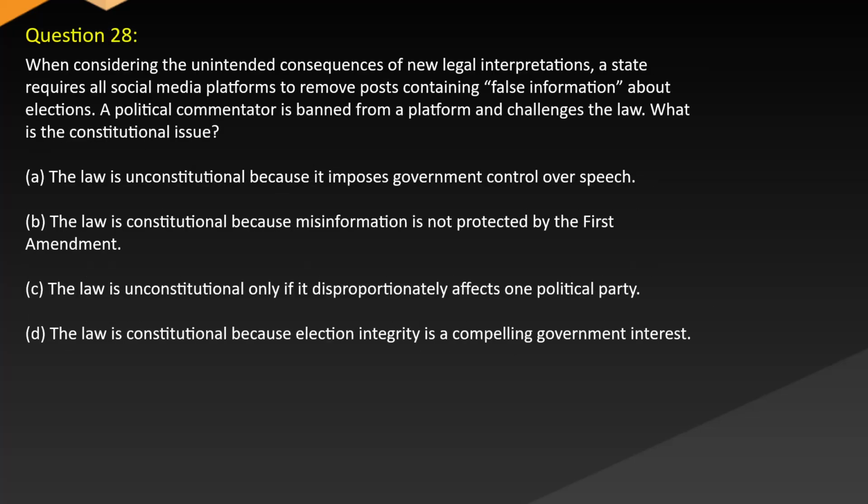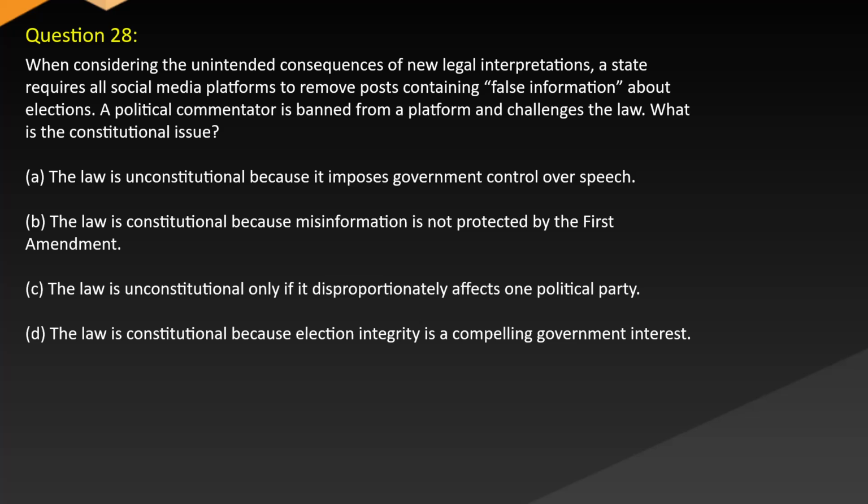Question 28. When considering the unintended consequences of new legal interpretations, a state requires all social media platforms to remove posts containing false information about elections. A political commentator is banned from a platform and challenges the law. What is the constitutional issue?